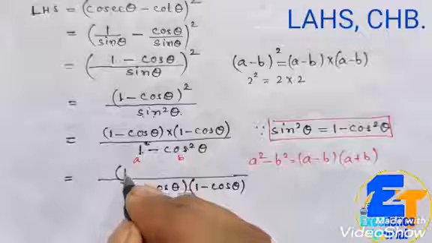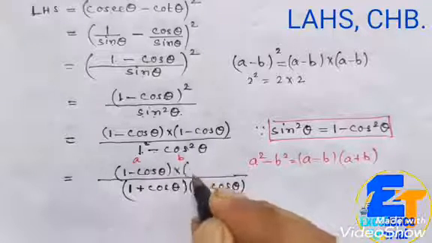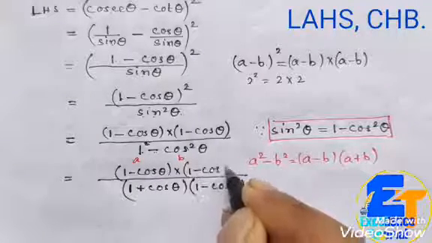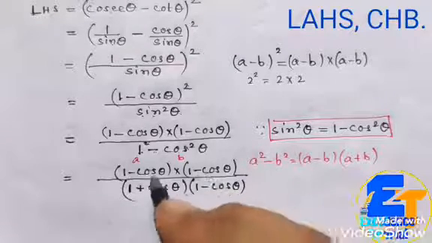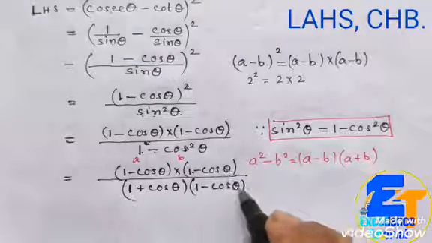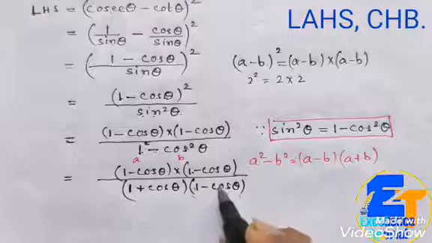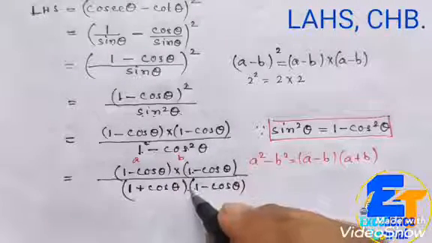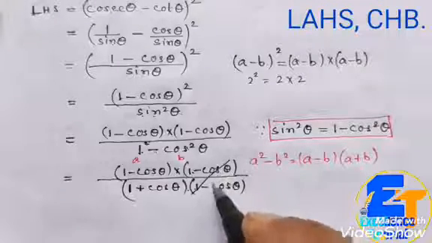And at numerator place 1 minus cos theta into 1 minus cos theta. Now see, here 1 minus cos theta, 1 minus cos theta. These two terms exist in the product form, these two also in the product form, so we can cancel 1 minus cos theta from the numerator and denominator.